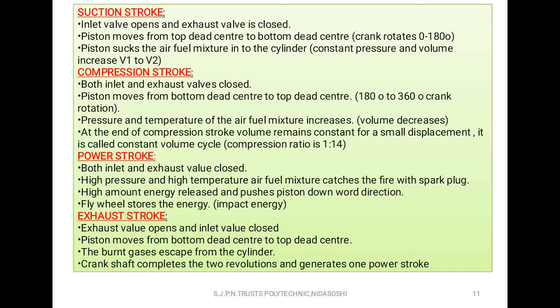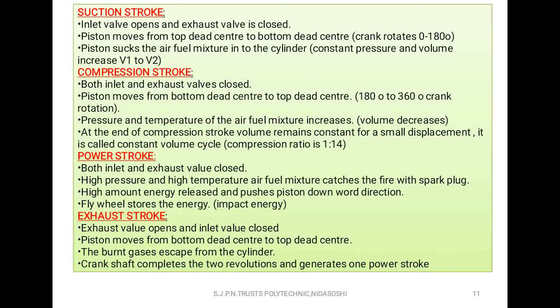Power stroke: both inlet and outlet valves are closed. The high pressure, high temperature air-fuel mixture comes in contact with the spark plug, which ignites the hot air-fuel mixture, and the burning releases a high amount of energy. The high-energy gases push the piston downward, creating a movement from TDC to BDC, and the power developed during this stroke is stored in the flywheel.